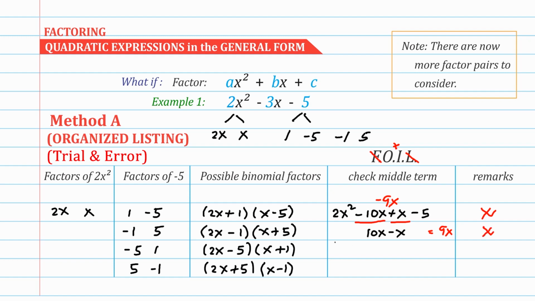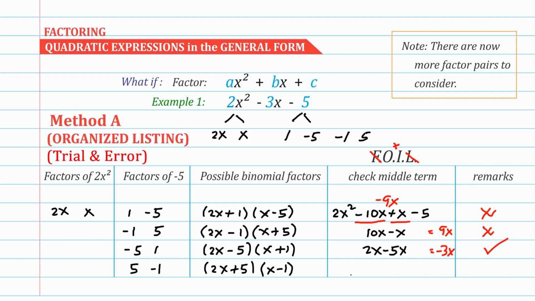Okay, subukan natin yung third. Hopefully, ito na. Outer, 2x times 1 is 2x. Inner, negative 5 times x, negative 5x. If we get the sum, it's equal to negative 3x, which is now equal to our middle numerical coefficient. Therefore, these are the factors that we need to use.